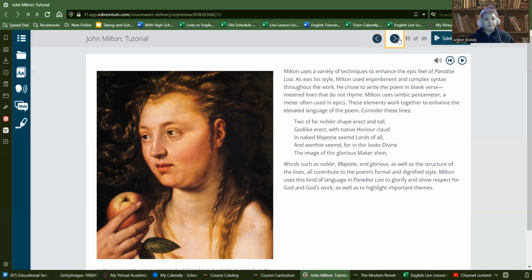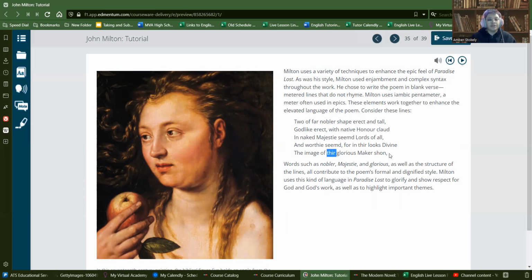So he's basically using that sort of rhythm to make it seem fancier. And then he also uses bigger, fancier, sophisticated words like nobler, majesty, and glorious. And I know that you can see the difference between the spelling in some of these words and how we would spell them today, like majesty is spelled with a Y. Just remember that this is an older form of English. Majesty, worthy, we've got seemed without the extra E.